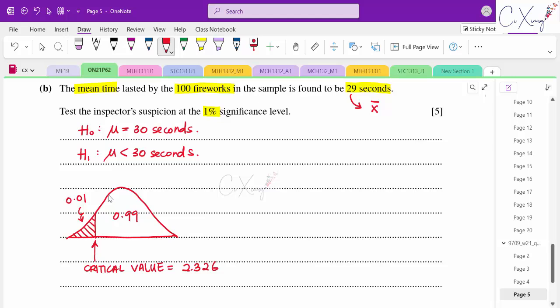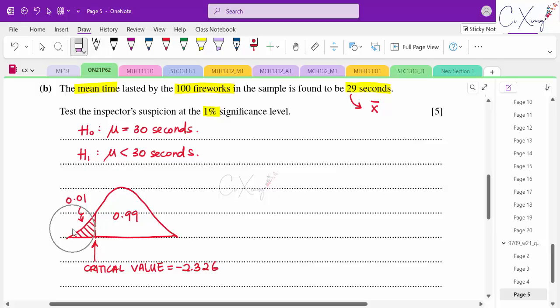But if you have a look at the diagram here, you should know that the center is a value 0. Therefore, this value should be a negative value. So you just directly put negative here. This is your critical value, which is negative 2.326. And I also try to draw out the rejection region for my diagram. All right, so next one.